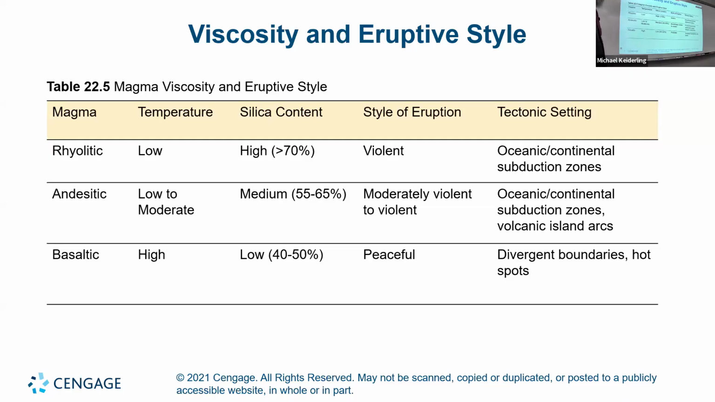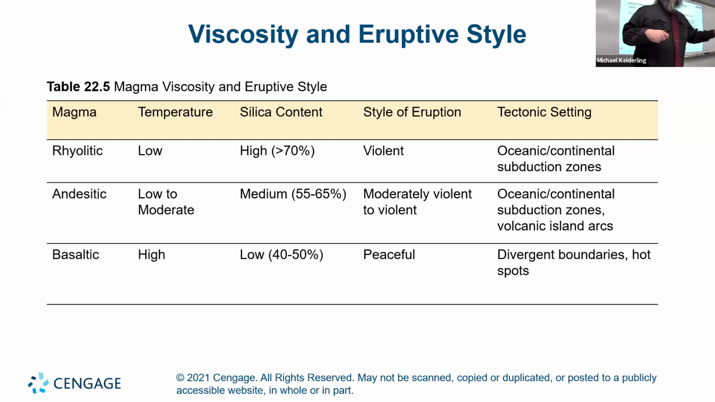And then basaltic lava is high temperature, low silica content, peaceful eruptions. This happens at divergent boundaries where plates are spreading apart. The convection currents that drive that process are pulling magma from very deep.